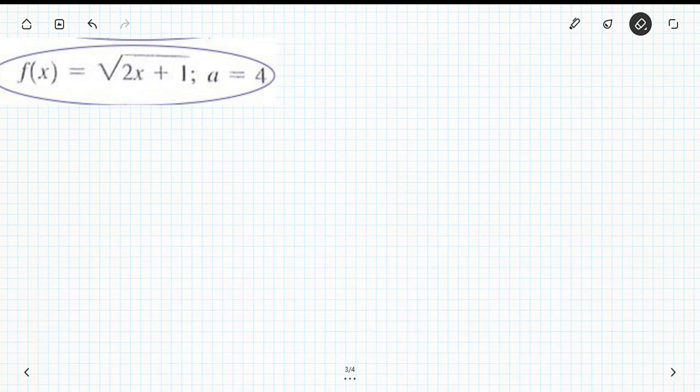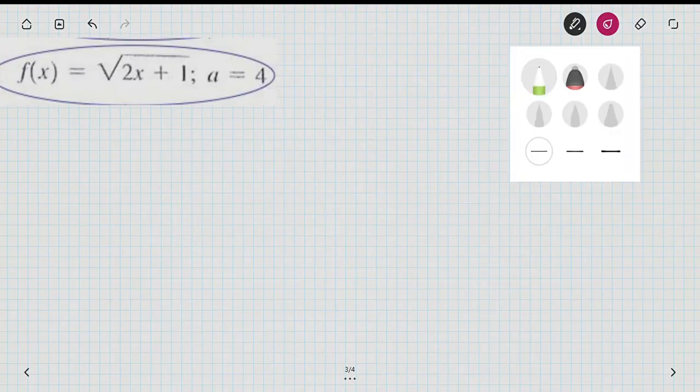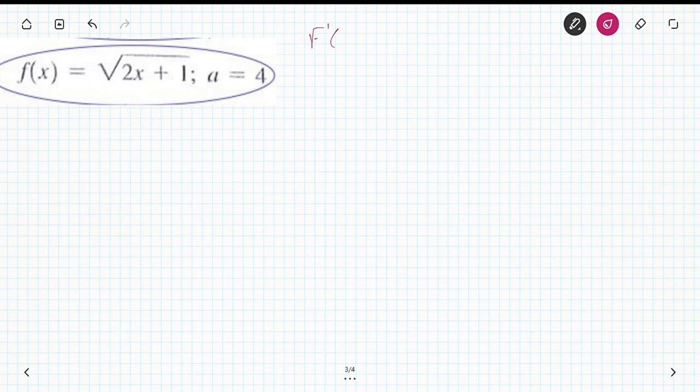Okay guys, so in this example we have the function f of x equals the square root of 2x plus 1, and we want to evaluate the f prime of that function at 4. So f prime of 4. For our very first step, you say, okay, f prime, you write your formal definition.